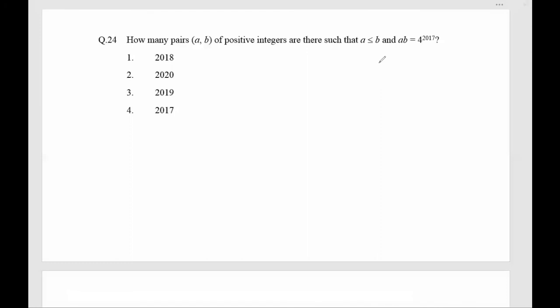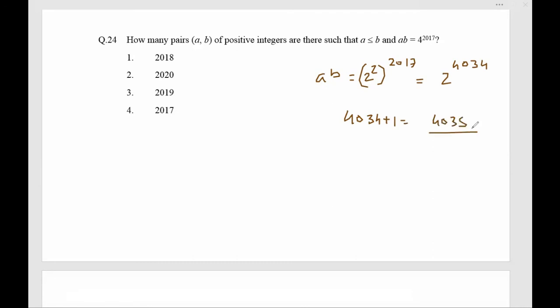that AB is equal to 4 to the power 2017 can be written as AB equal to 2 squared to the power 2017, that is 2 to the power 4034. So number of factors of AB will be 4034 plus 1, that is 4035. Because this time only prime factors, so other prime factors are not there. Only one prime factor is there, so no multiplication is possible.